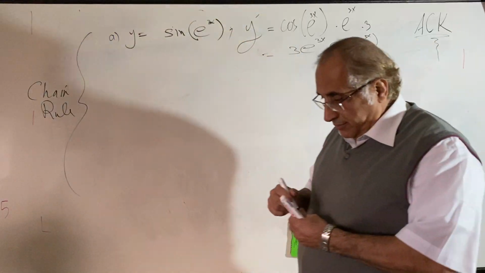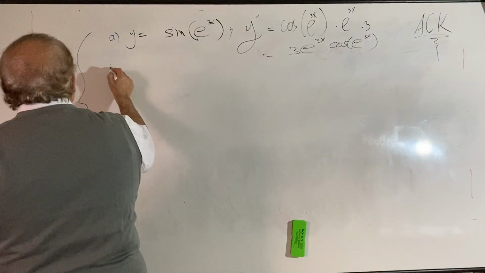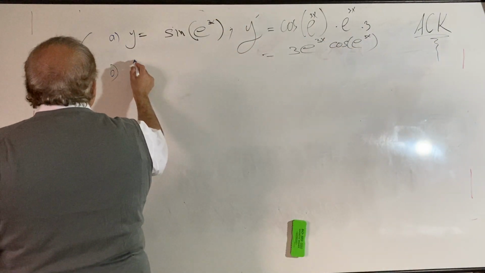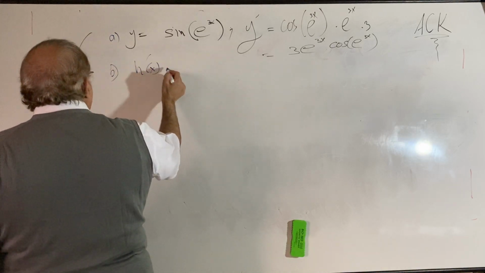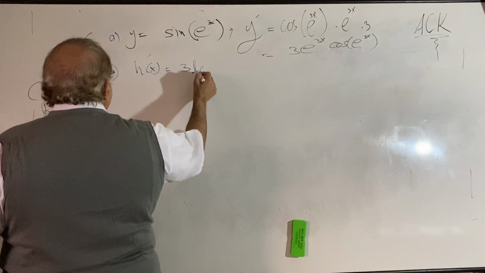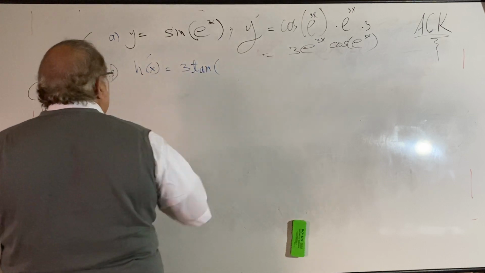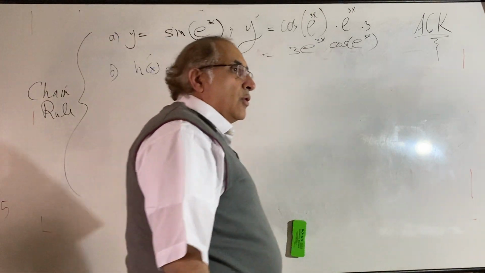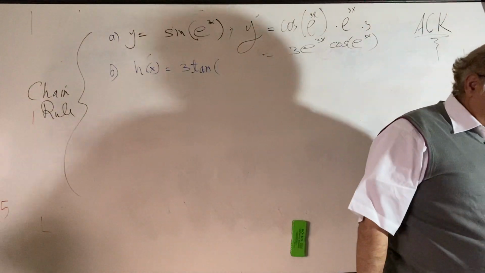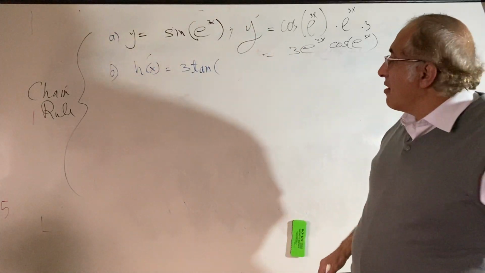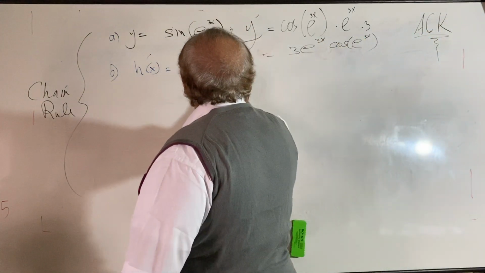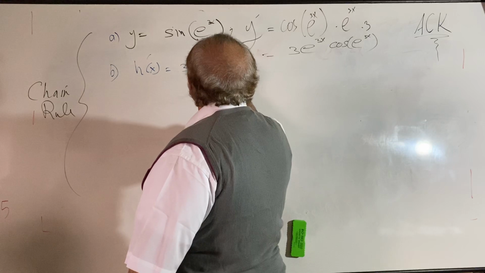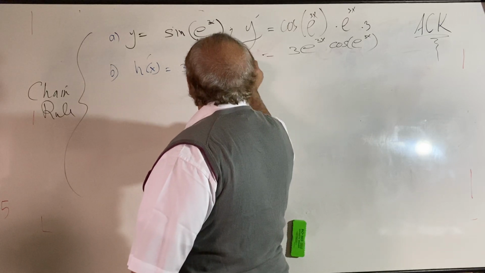Why don't I give you another one? See if you put things together. h of x is 3 tangent of... what should I put inside here? What things you don't like? Okay, e to the power 5x squared minus 3.